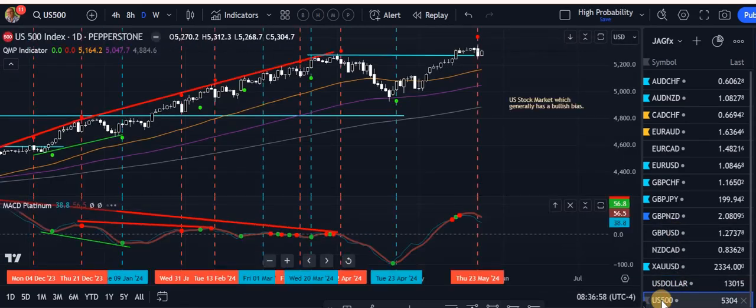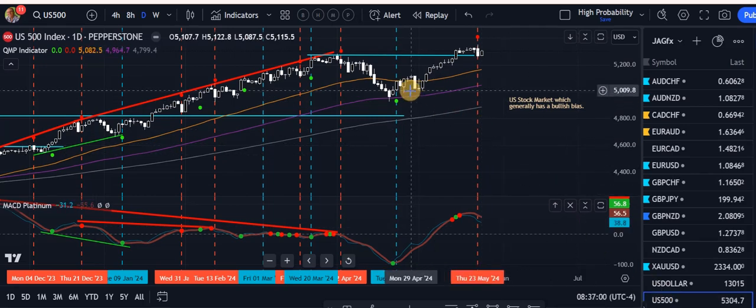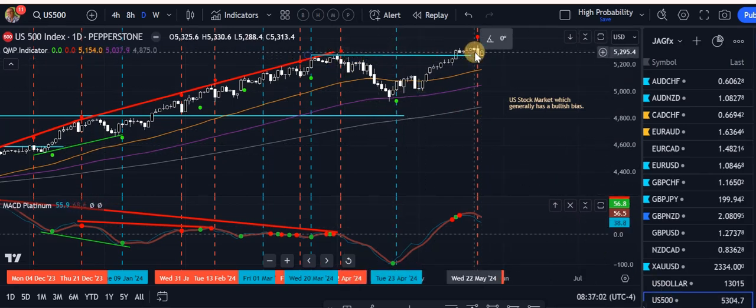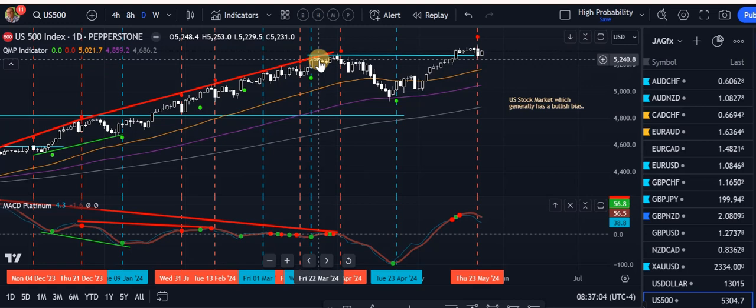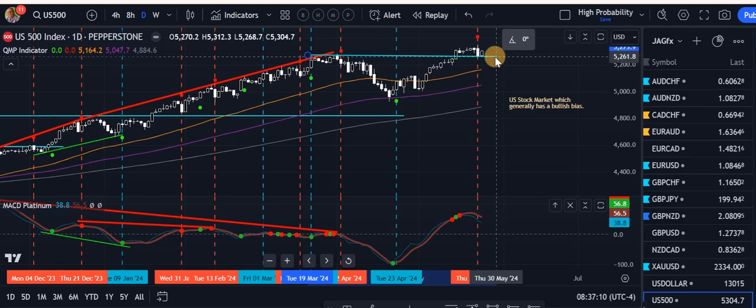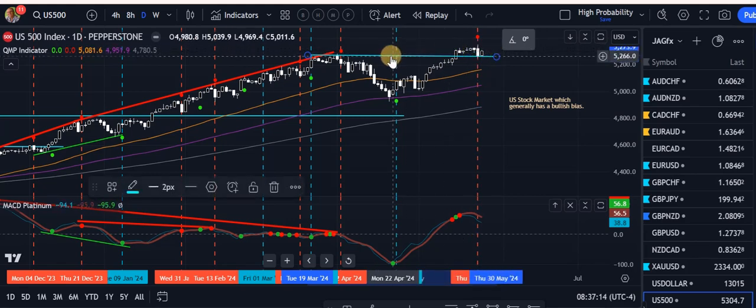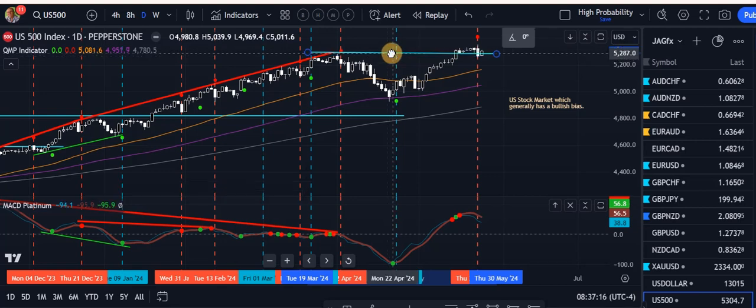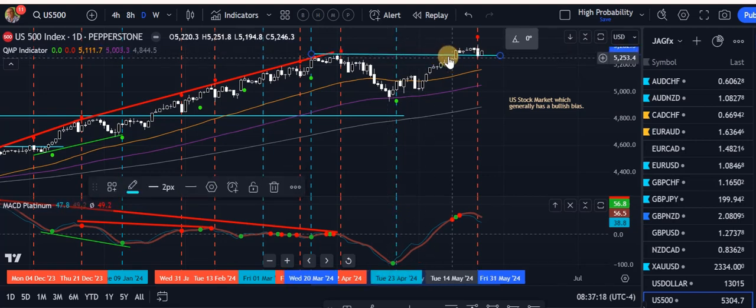US 500, US stock market. Now, where are we at? Last signal's the sell signal. I'm pretty sure this is an all-time high there, and it's broken up through it, but it hasn't really broken up through it convincingly, has it? Just move it up a little touch, I'd say about there, yeah. So it hasn't broken up convincingly.